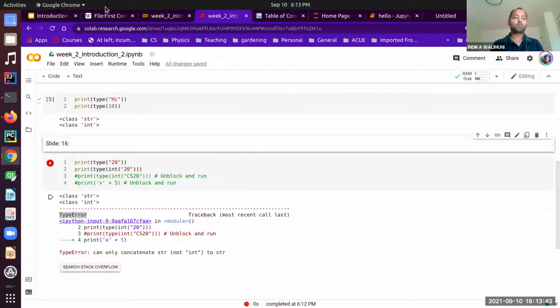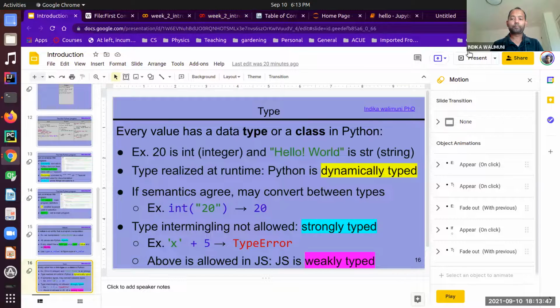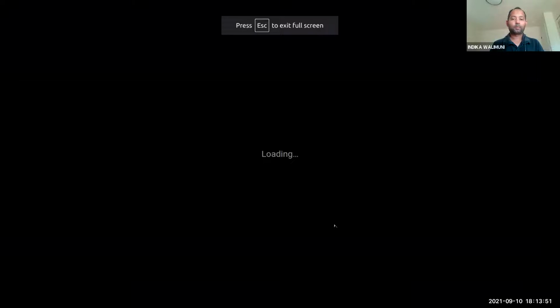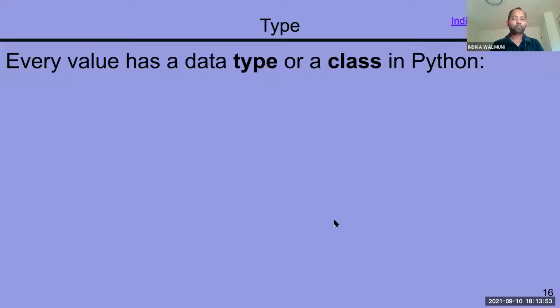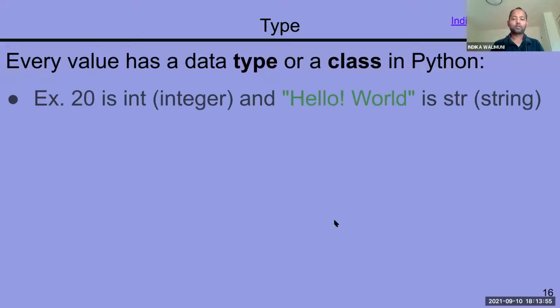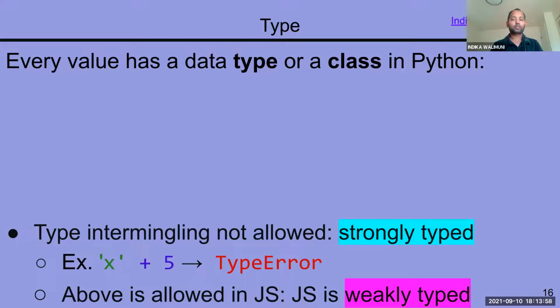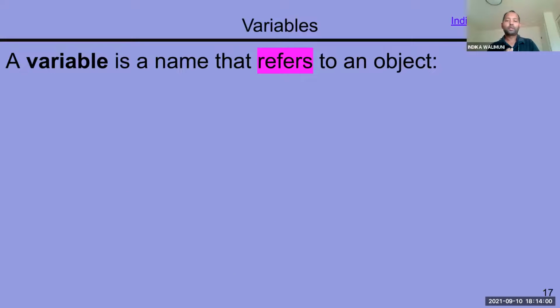Okay. So let's go back. So you're gonna go to next slide. Okay. Go here, here, and go to next slide. All right, variables. All right.